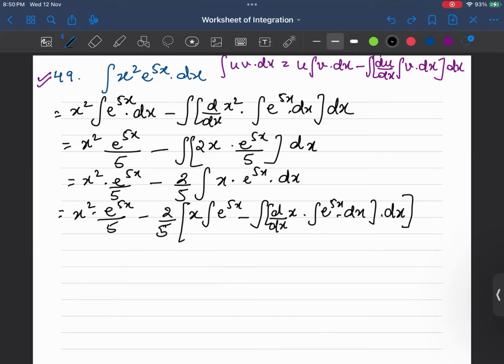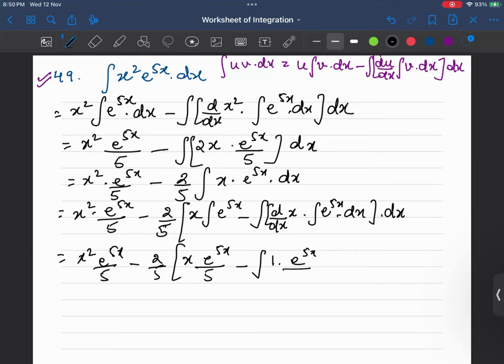No, sorry, I'd already done it. The whole is a dx, right? I can write it as it is, but yeah, I need to solve it further. x e power 5x becomes again e power 5x upon 5 minus integration of dx by dx, differentiation of x with respect to x would be 1. Integration of e power 5x would be e power 5x upon 5. And this would be, again, we have to integrate.